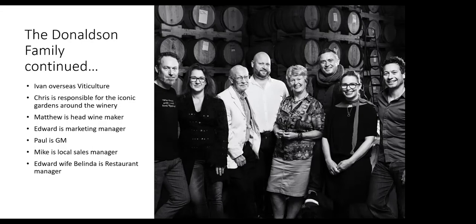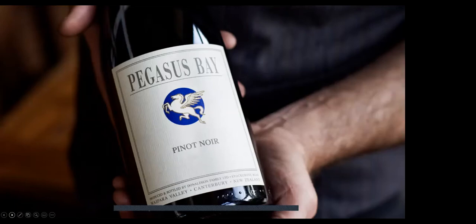And then my older brother Mike, everyone thinks he's younger, but my comeback is that he hasn't worked for the family business for so long and he doesn't have children. But anyway, he's the local sales manager in Christchurch. So he takes care of our direct sales into Christchurch. And then my wife, now that we don't have the restaurant, we've changed to an events venue. She's basically taking care of all of that. So we'll roll through to the next slide.